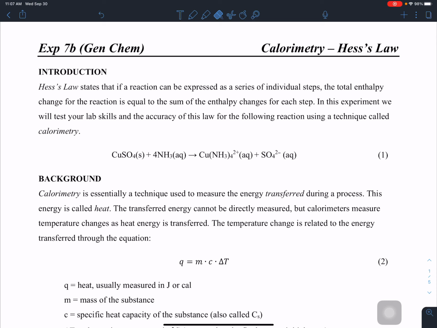This is an introduction to experiment 7b, calorimetry, Hess's law. So let's talk first about what Hess's law is and how we're going to make use of that.